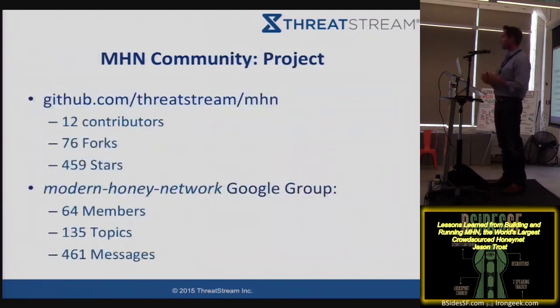Here are some stats about the actual project. MHN is an open source project using the LGPL license. We have 12 contributors who've contributed code back, and we've merged their contributions in pull requests. There's 74 forks on GitHub, 459 stars. We have a really active Google group for this project with 64 members, 135 topics, and 461 messages. So we probably get a few messages per day. They spike here and there, but it's a very active group. If you're using MHN and you need help, definitely ping the group, and we'll try to get back to you.